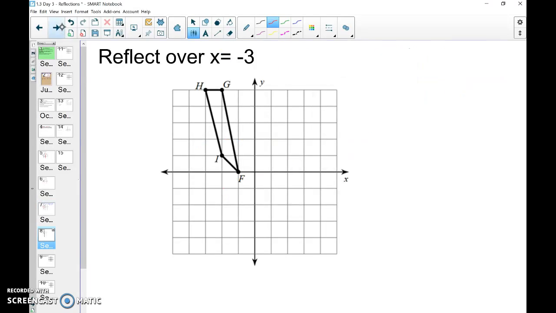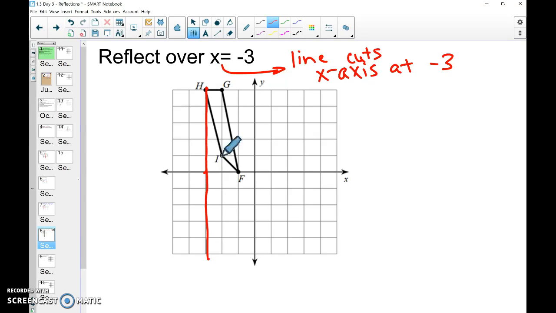All right, I want you guys to try this one out. When you're ready, press play, and I'm going to run through it very quickly because I'm starting to run out of time, but you should be trying this yourself to see if you can do it. Remember, this means a line that cuts through the x-axis at -3. So find the x-axis, find -3 on the x-axis, draw a line through it. There's your line of reflection.